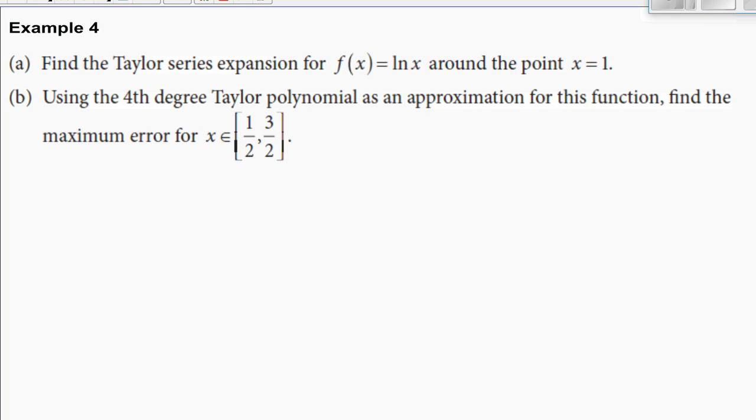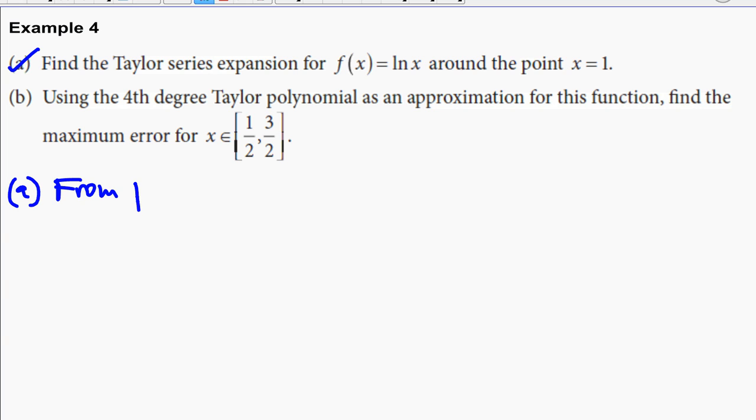In this question, we are required to find the Taylor series expansion for f of x equals ln x around x equals 1. Now, we have already done this. I've already worked out this in a previous example, if you look at my previous videos. So what I'm going to do is just copy it down.